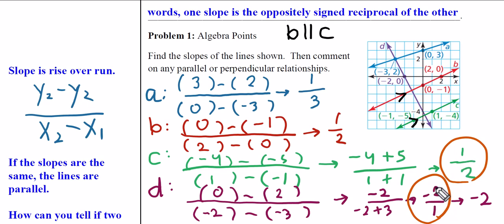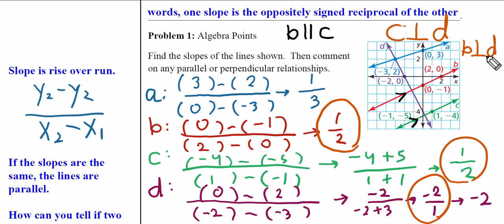So we can make the claim that C is perpendicular to D because their slopes are reciprocals, they're inverted, they're flipped, and they also have opposite signs. By that logic, we can also say that B is perpendicular to D, because if you look at the slope of B, if you flip it upside down, that's 2 over 1. And it's positive right now, but if you make it negative, you get the same answer as we did over here, or over here. So B is perpendicular to D.